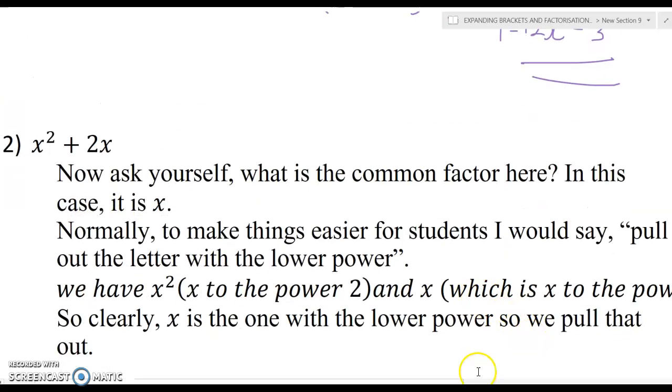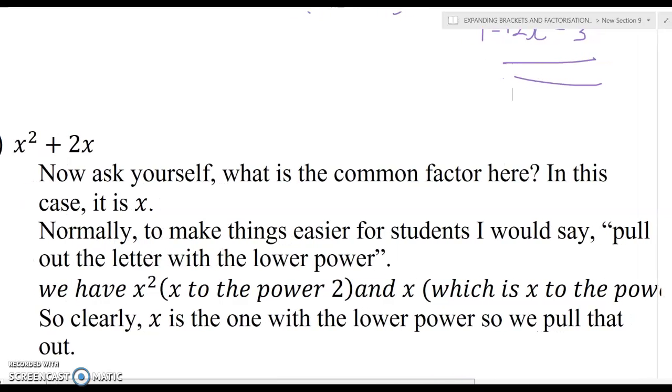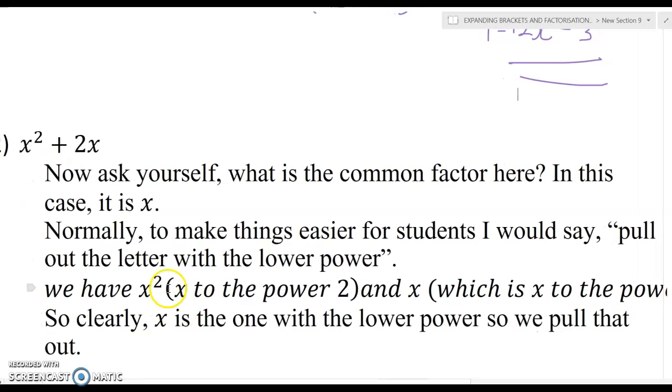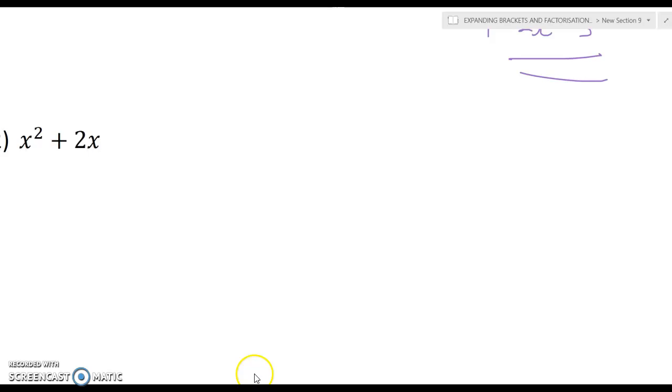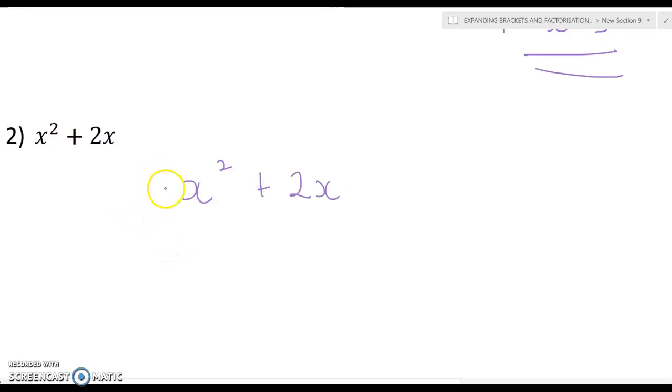Alright, let's get this other one down here as well. So now we have x squared plus 2x. Once again, we're looking for a common factor. There's no number before the x squared. Well, the number is really 1, right? But we have x squared here and we have x here. They clearly have that x in common, right?